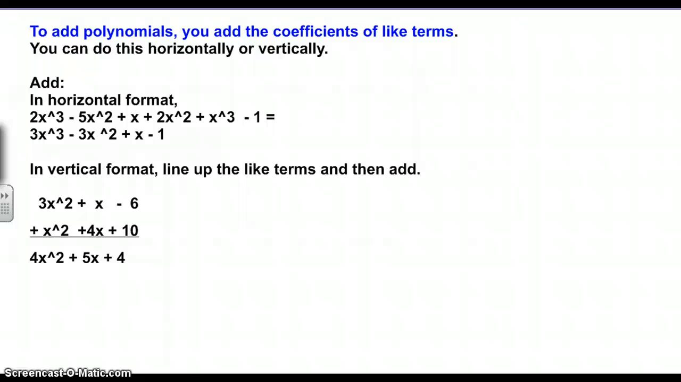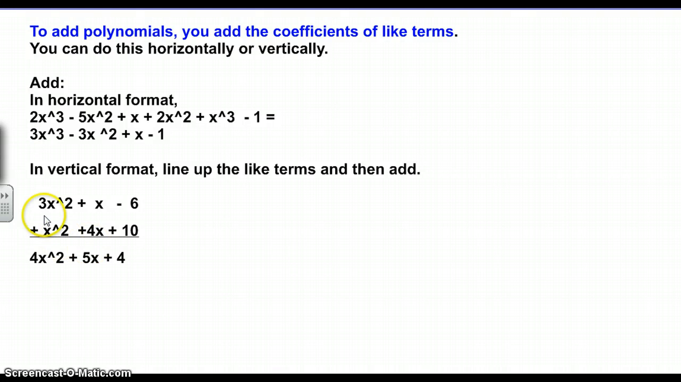Yes? Alright, so to add, you can do it either in horizontal or vertical format. I usually do it horizontally because I don't like to rewrite the problem, but you might find that vertically makes more sense to you. So we're going to look at both of them here.